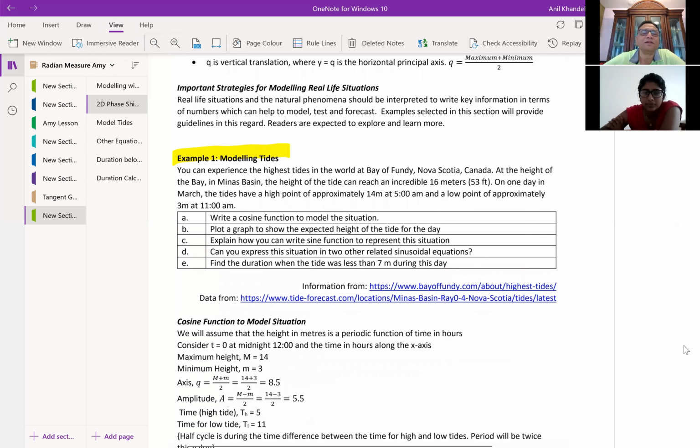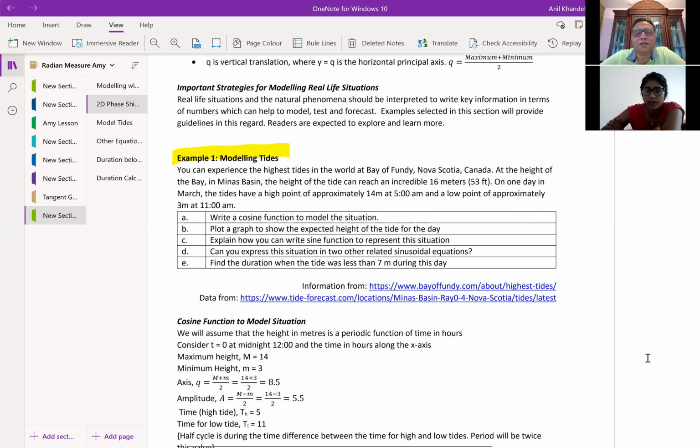Can you please read it again? Yes. So you can experience the highest tides in the world at Bay of Fundy, Nova Scotia, Canada, at the head of the bay in Minas Basin. The height of the tide can reach an incredible 16 meters, or in other words, 53 feet. On one day in March, the tides have a high point of approximately 14 meters at 5 a.m. and a low point of approximately 3 meters at 11 a.m.